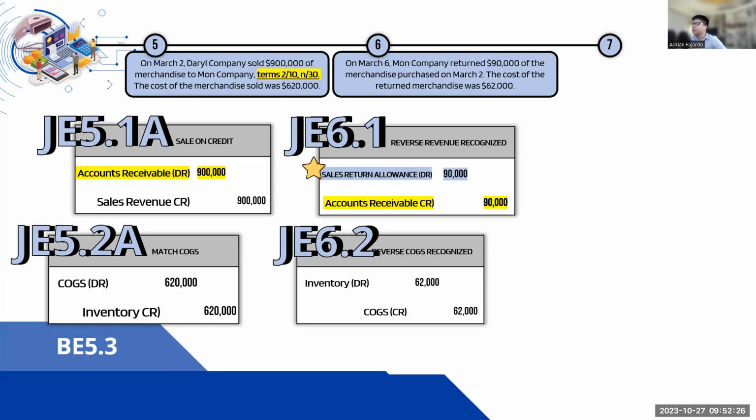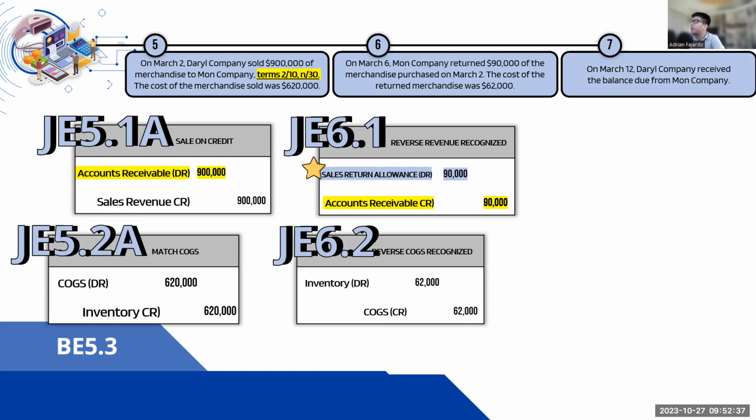And then finally, in number 7, on March 12, receive the balance due. So again, kayo na bahala kung may discount or what. Wala. So ito lang, simple lang yung statement. On March 12, receive the balance due from the Mon company. So automatic, every time may makaka-receive ka ng pera, you ask yourself, may sales discount ba?